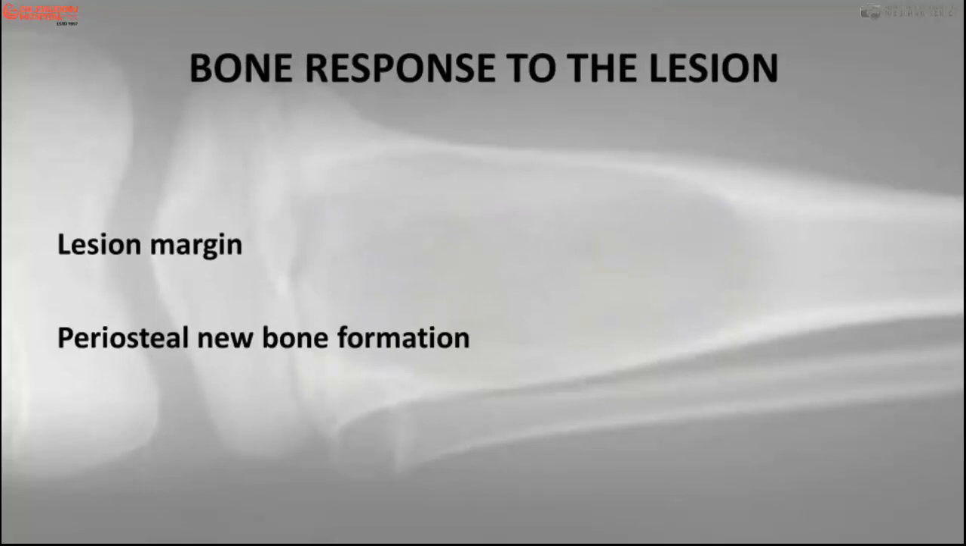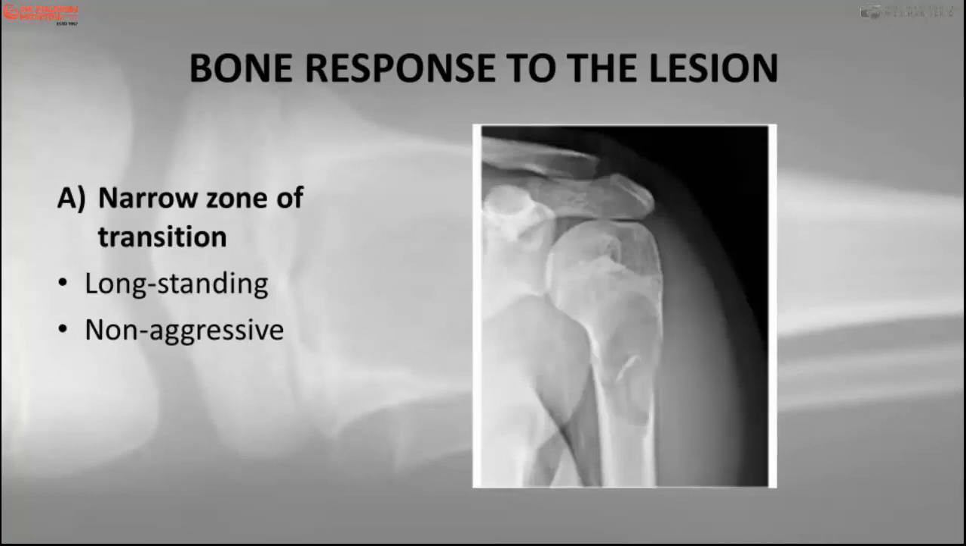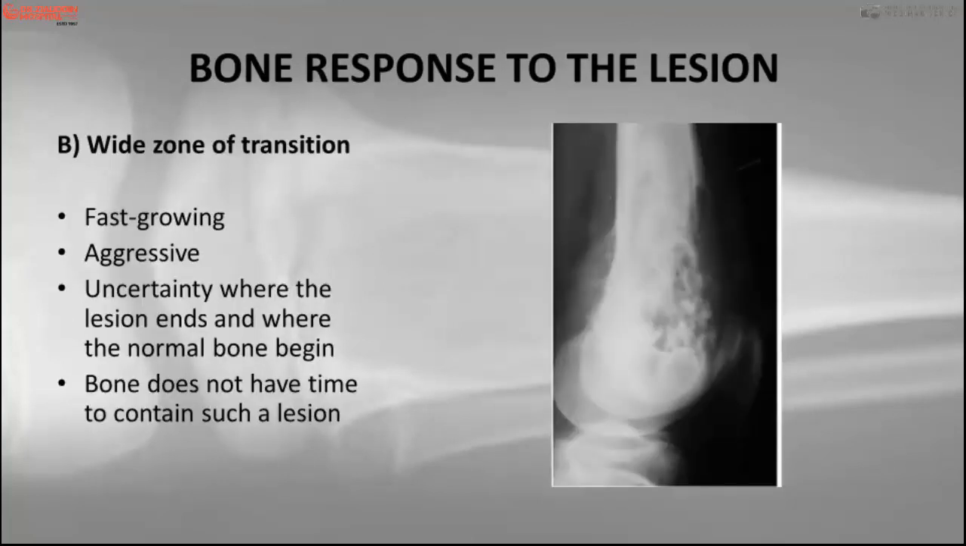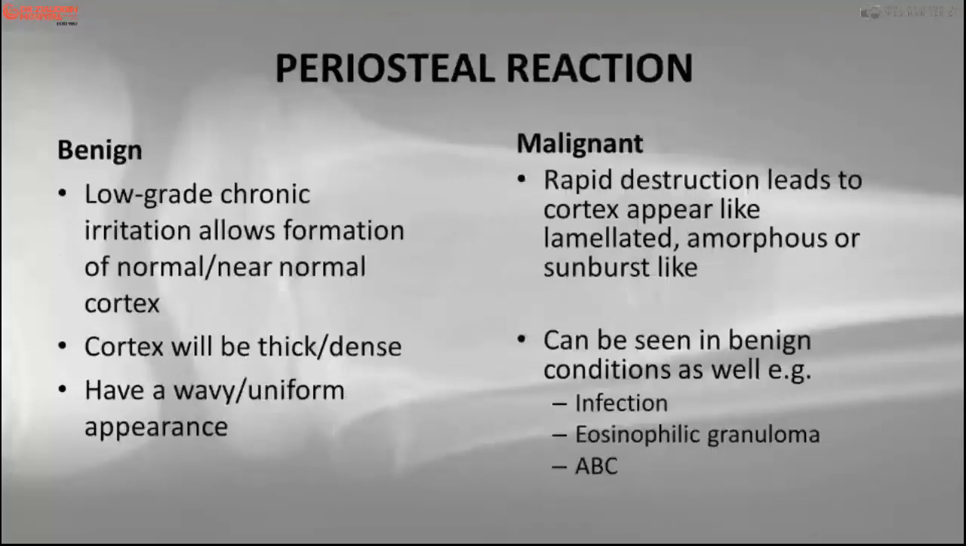Then the next thing we should look for is the lesion margins and the periosteal new bone formation. If there is a narrow zone of transition, that means the bone has time to repair, and the lesion is long-standing and non-aggressive. But when we see a wide zone of transition, that means the bone had no time to respond because of the fast-growing tumor and its aggressiveness. So we see that there are no borders of the lesion and it's all over the bone. So just remember the narrow zone of transition and the wide zone of transition.